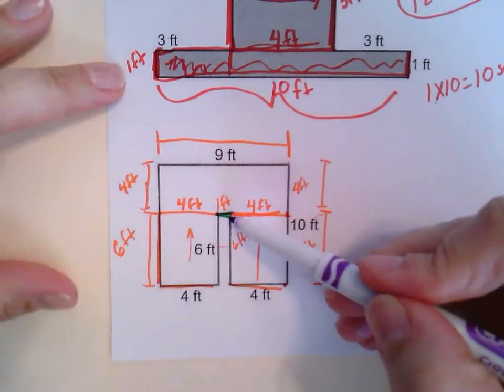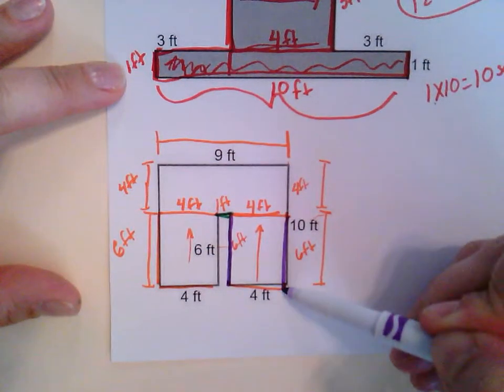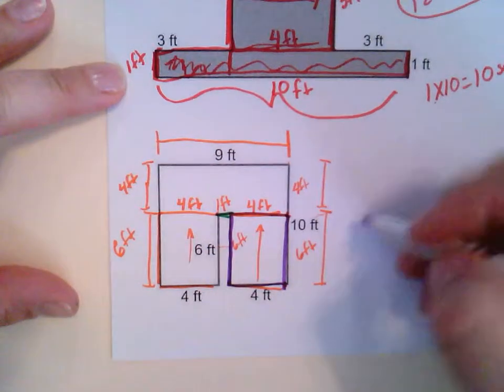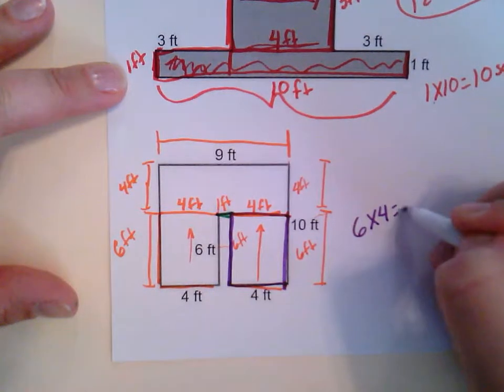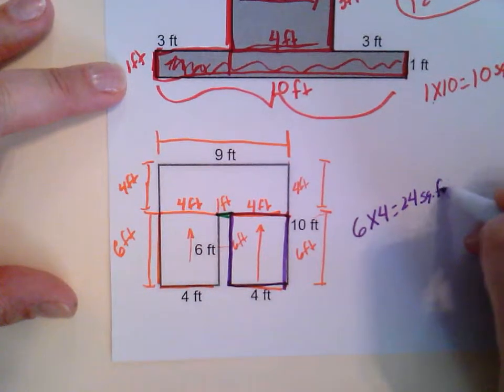I'm going to look over here, and I've got a 6 and a 6, a 4 and a 4. So 6 times 4 is 24 square feet.